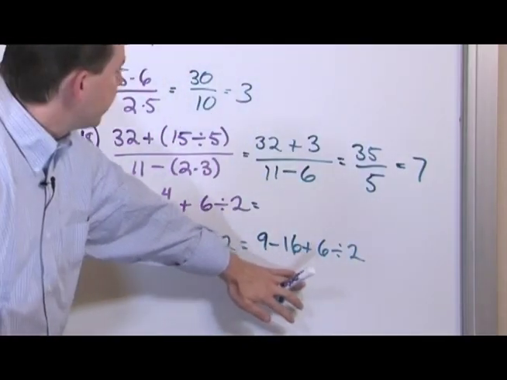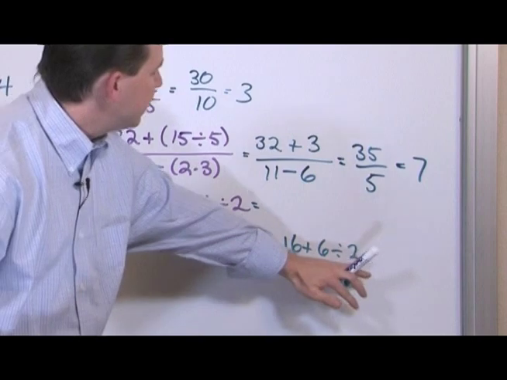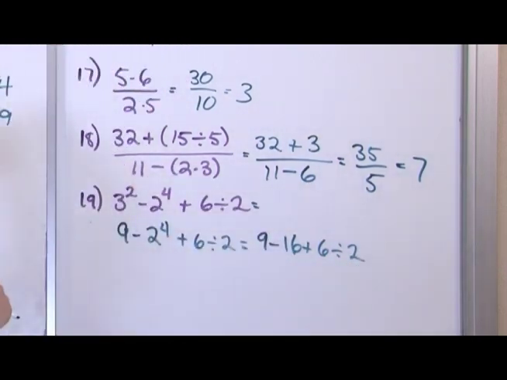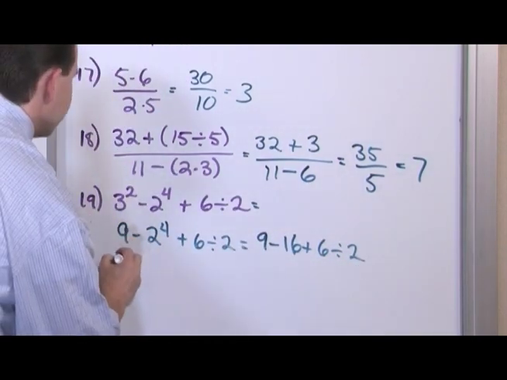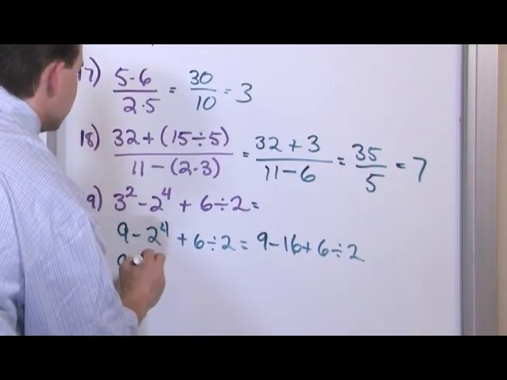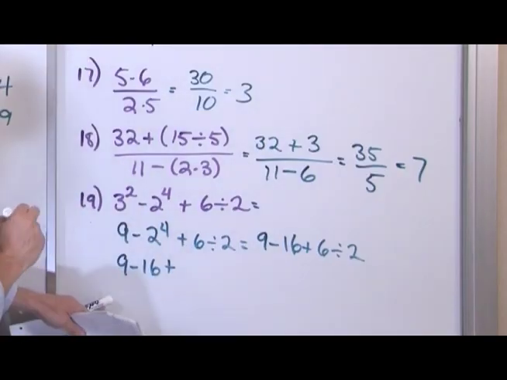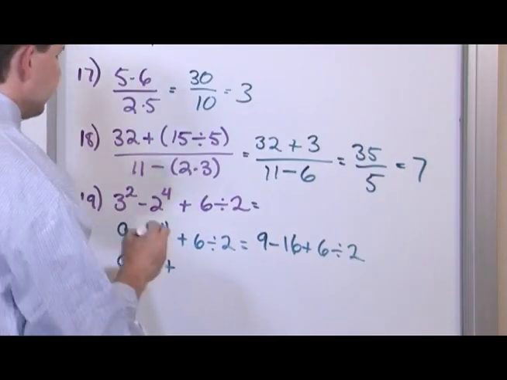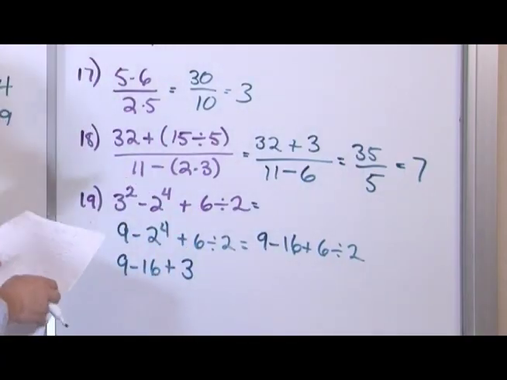So we have this addition and subtraction, but that comes dead last. We have to do division first. That comes higher up on the list. So what we'll have is 9 minus 16 plus, and then we take 6 divided by 2, which is 3. And now we just have addition and subtraction, and we can handle that.